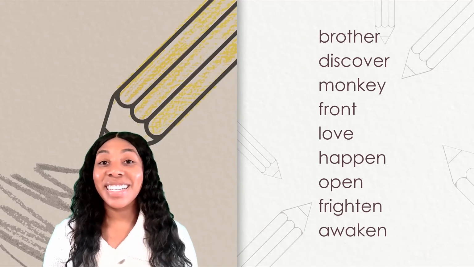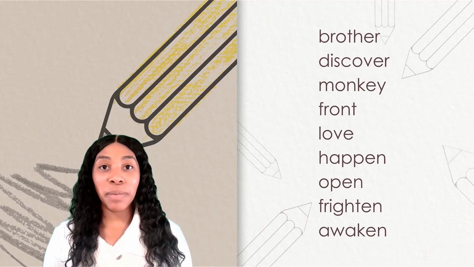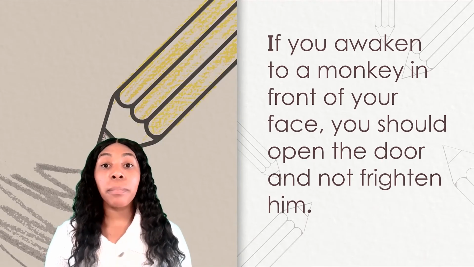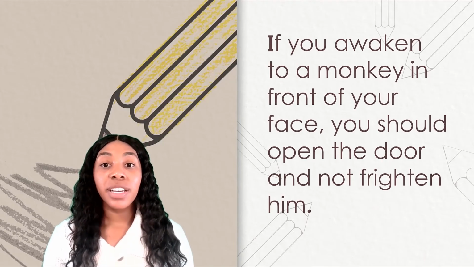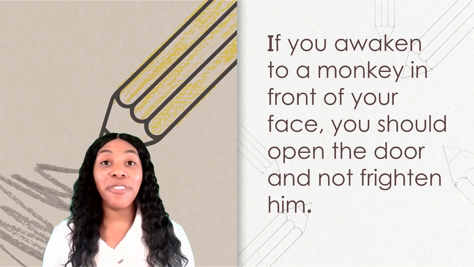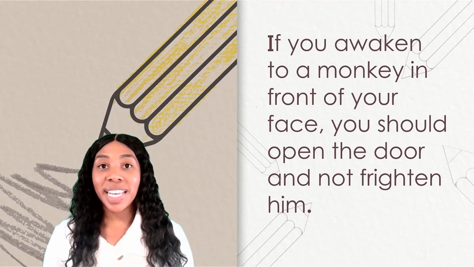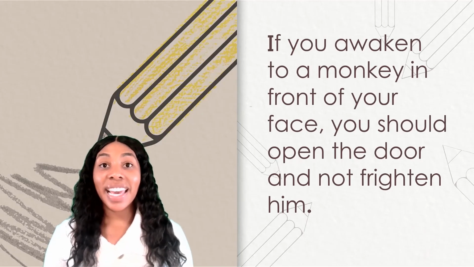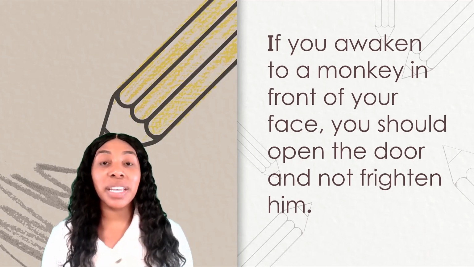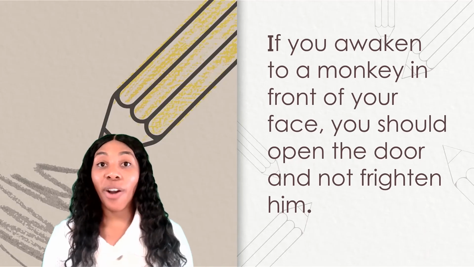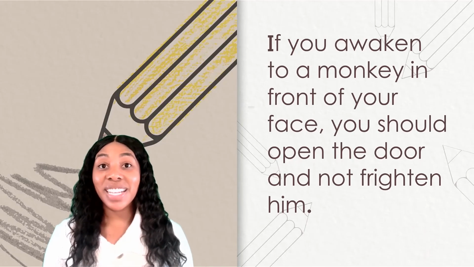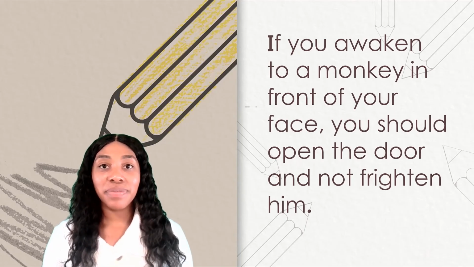All right, here's the silly sentence that I came up with. If you awaken to a monkey in front of your face, you should open the door and not frighten him. Do you see how I used an uppercase I at the beginning of my sentence and used a period for my ending punctuation? I also have a few schwa words in this sentence. Let's try to identify them together.